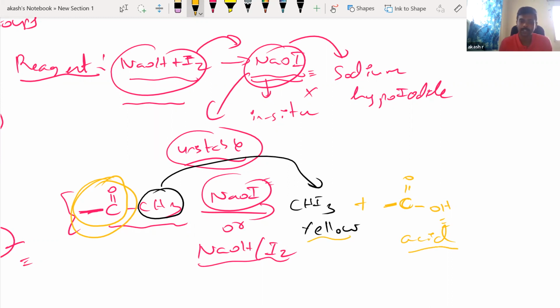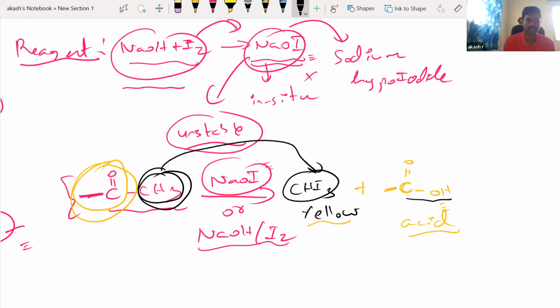The other one is going to be the carboxylic acid. Remember that the CH3 attached to the C double bond O will get converted into CHI3, which is yellow in color, and the other part, the C double bond O part, is going to convert into your carboxylic acid. Very, very simple. If I give you an example, it will be easy to understand.